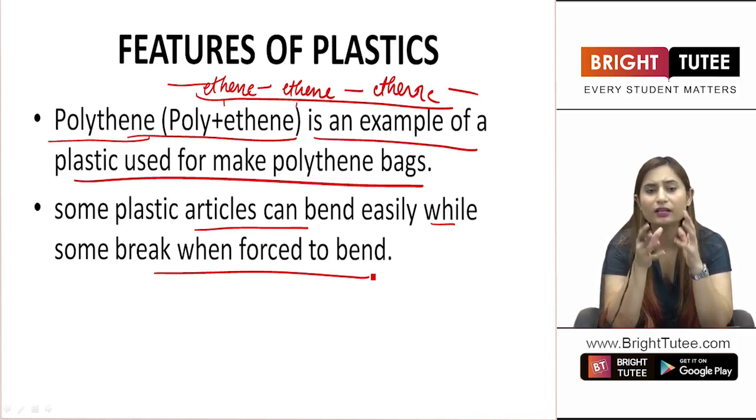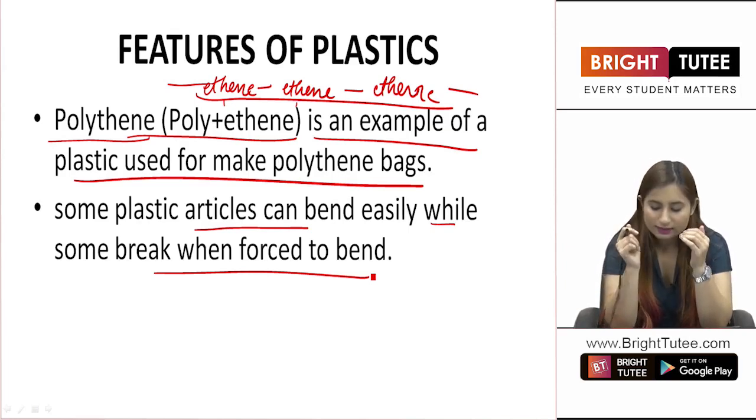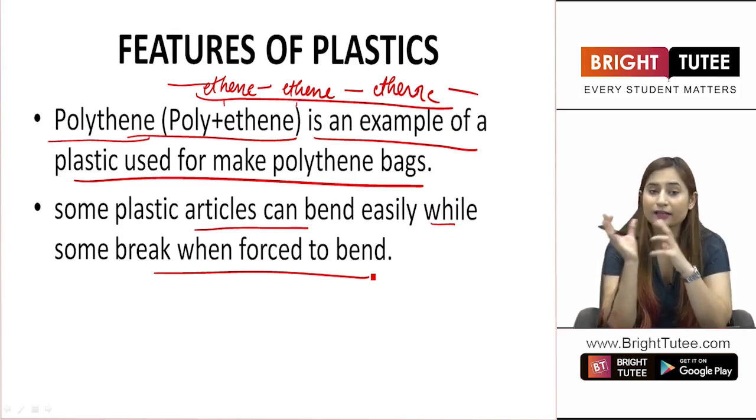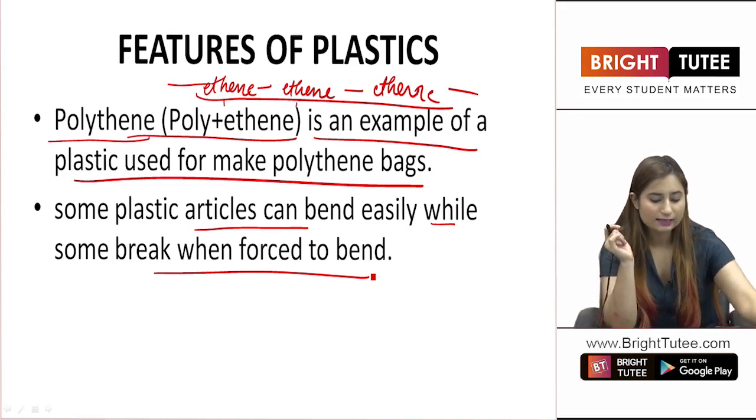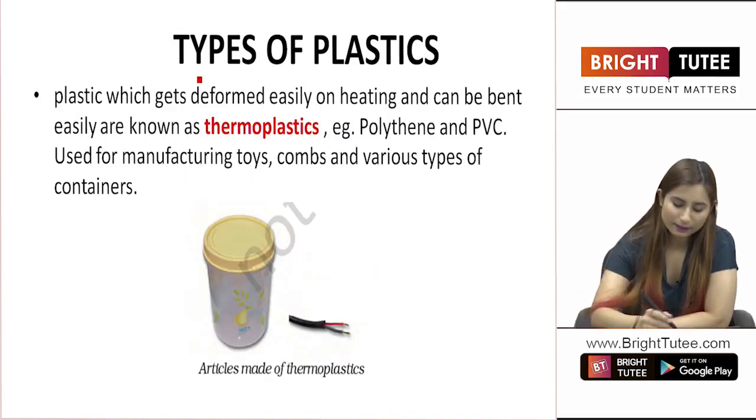Now, how do we define them? What is the major difference? Why does this happen? What is the difference in their properties that results in a bending plastic and in a non-bending plastic? Let us see types of plastics.